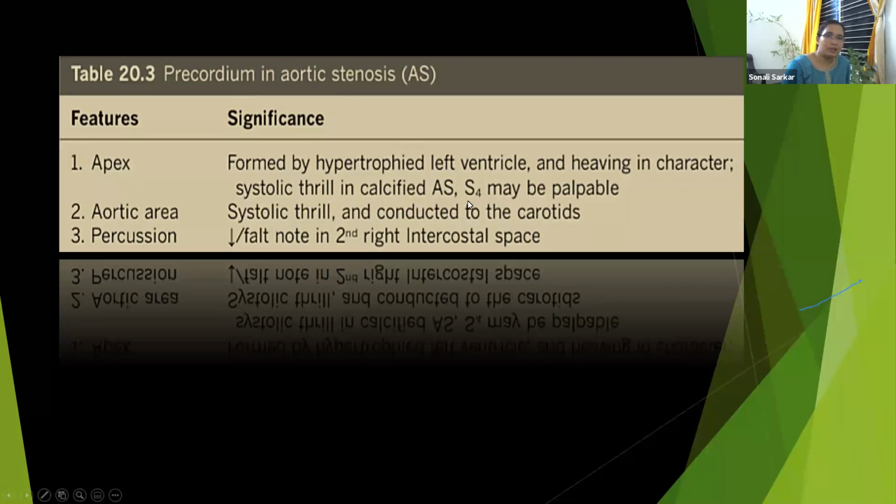S4 may be palpable. It's difficult to find S4. But in a patient of aortic stenosis, the inference is done reciprocally. That is, if in a patient of aortic stenosis you find some pulsation in the apex at diastole, that means it is S4. In the aortic area, you will find a systolic thrill, which will be conducted to the carotids.